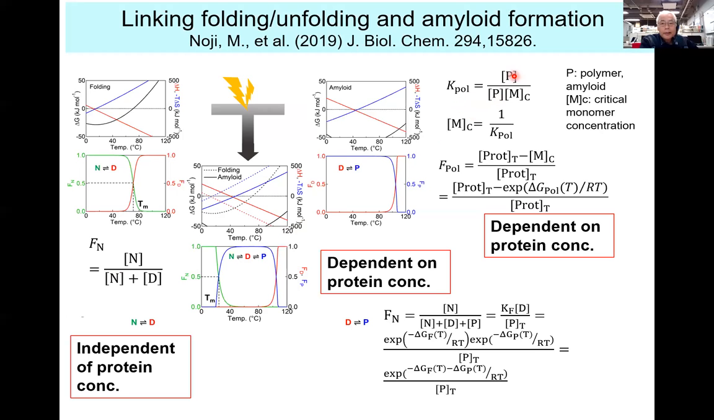For the polymer, if you add a monomer, the amyloid extends, but the polymer concentration doesn't change. So the polymer equilibrium constant is the monomer concentration after breaking the supersaturation, or the equilibrium concentration. This is something like a critical micelle concentration. And I believe this equation holds for the amyloid formation. This is the monomer solubility, or the solubility of the solutes.